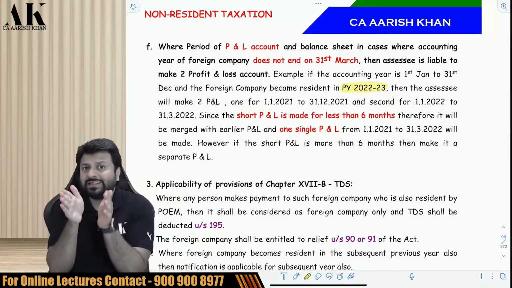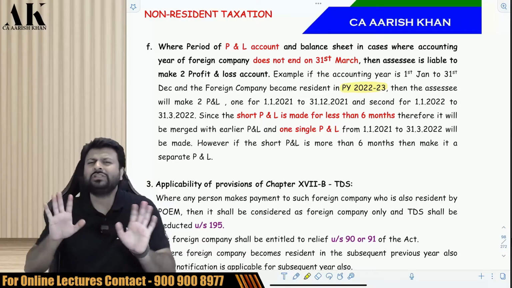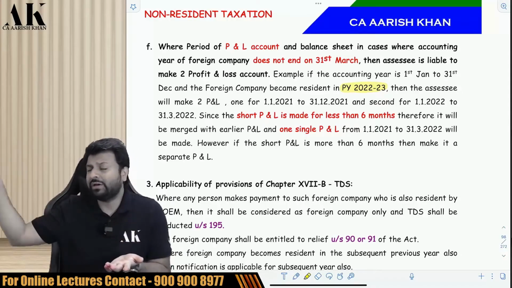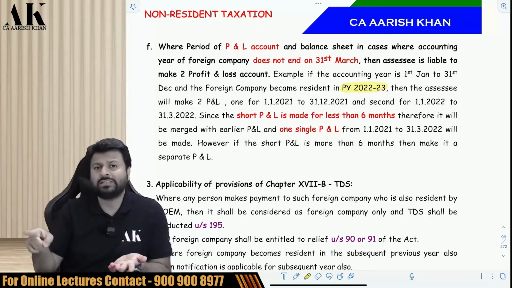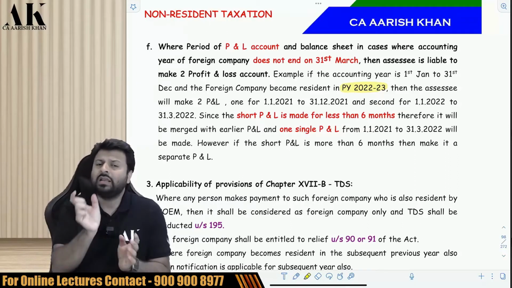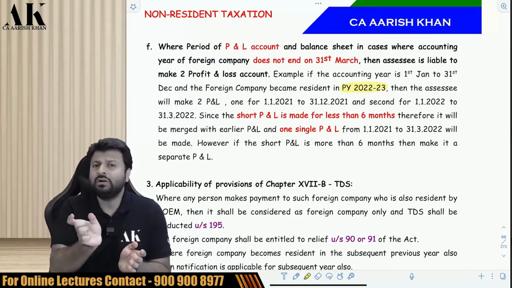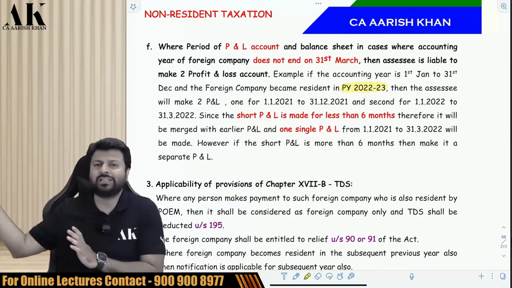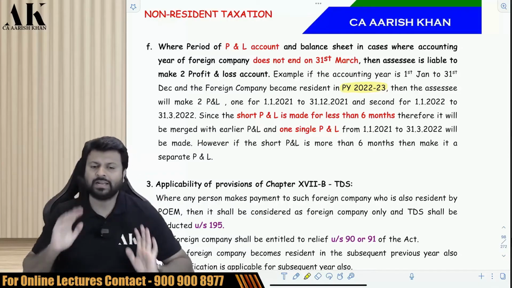Okay. So here the middle, the leftover period, you have to just check it once. You are becoming resident in 22-23. Then what is the last accounting year? Jan 21 to December 21. The leftover period is what? It is Jan 22, Feb 22, March 22. So that period you have to check whether it is less than 6 months or more than 6 months. Less than 6 months, merge with the last accounting year. More than 6 months, keep it as a separate financial year.